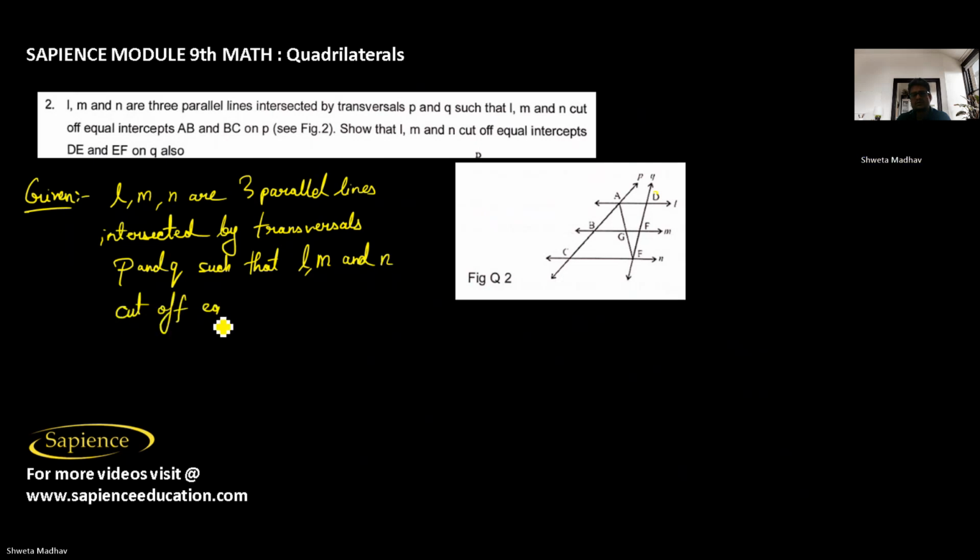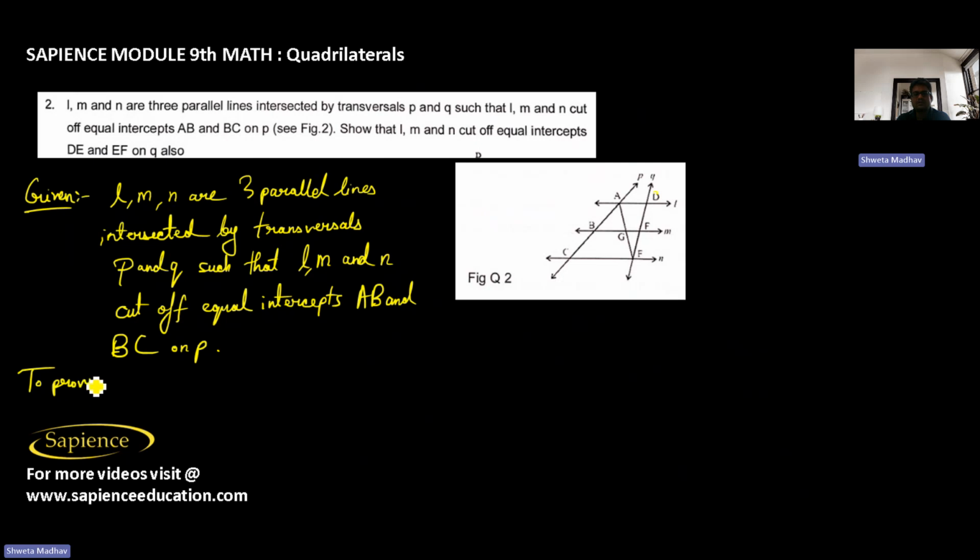This is D. So now it is given that L, M, and N are three parallel lines which are intersected by transversals P and Q, such that L, M, and N cut off equal intercepts AB and BC on P.